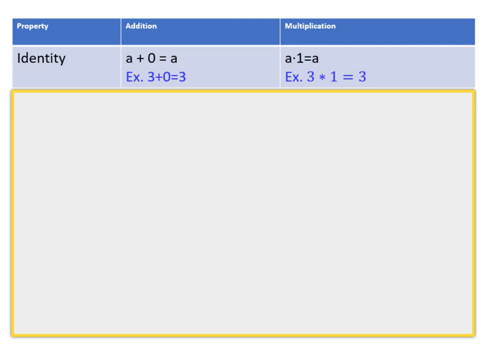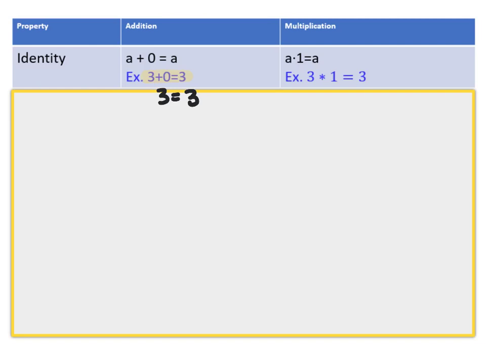The next property is the identity property. The identity property of addition says that a plus 0 equals a. And the example is that 3 plus 0 equals 3. Because if we simplify this, 3 plus 0 equals 3. So you get that 3 equals 3.